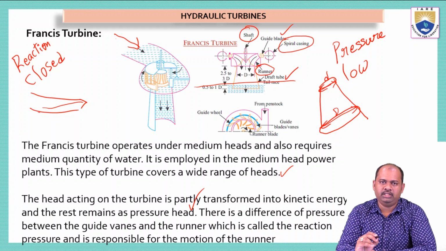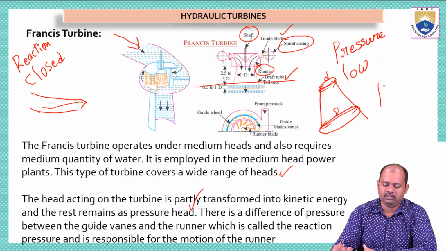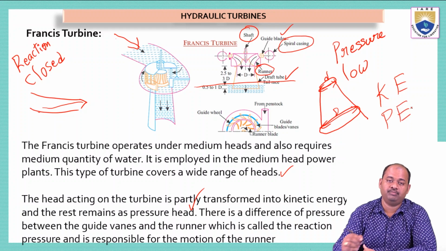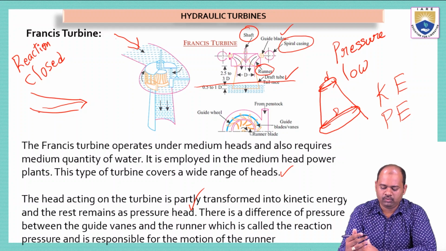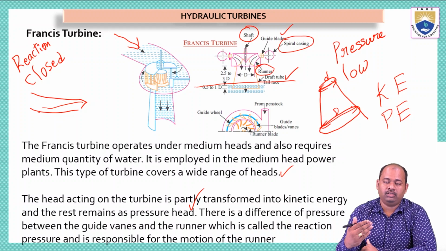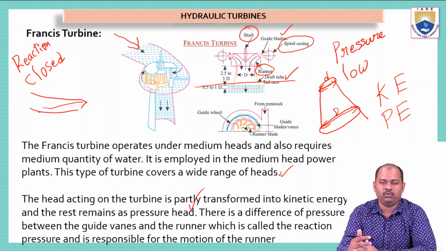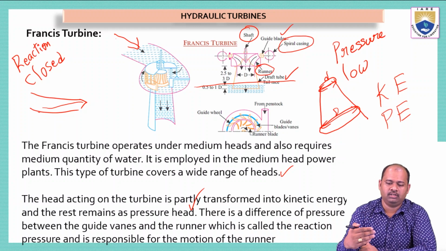Here, the energy possessed by the water coming from the penstock will be converted into two parts. The first one is kinetic energy, and the second one is potential energy, which in this case we are calling pressure energy. So the head acting on the turbine is partly transformed into kinetic energy, and the remaining is converted into pressure energy. This is all due to virtue of its position.